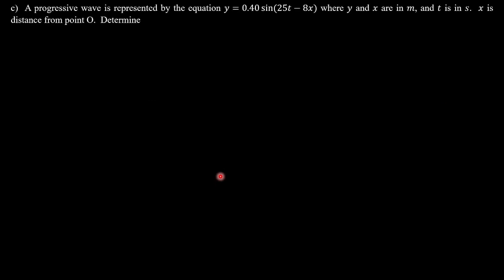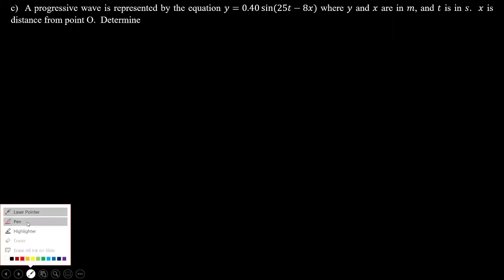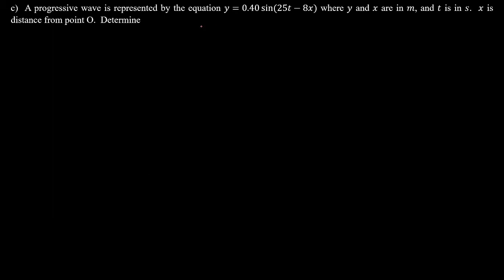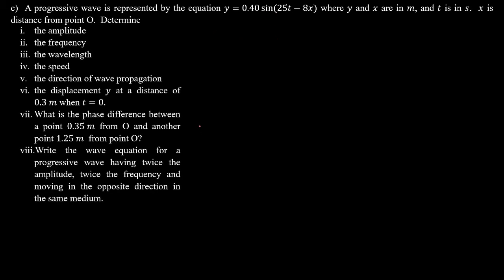Okay. So for question C is about calculation. The first progressive wave is represented by the equations y equal to 0.40 sine (25 t minus 8 x), where your x and y is in meter and your t is in seconds. So for this equation is basically in SI unit, so no worry, no conversions of units. So determine the amplitude. So from here, the equations, we will know that this one is the amplitude.